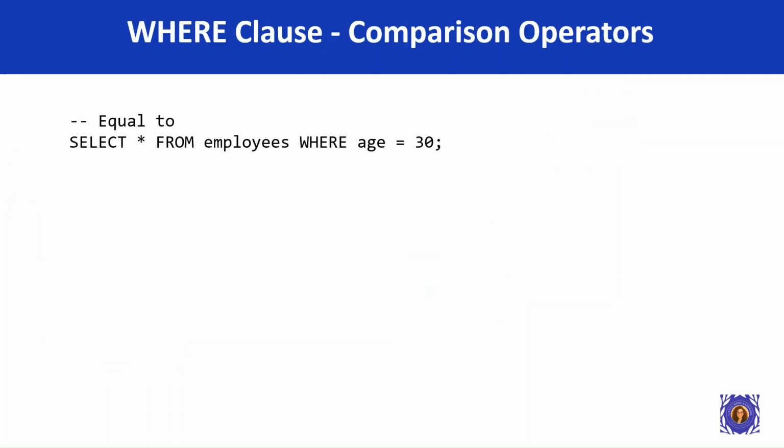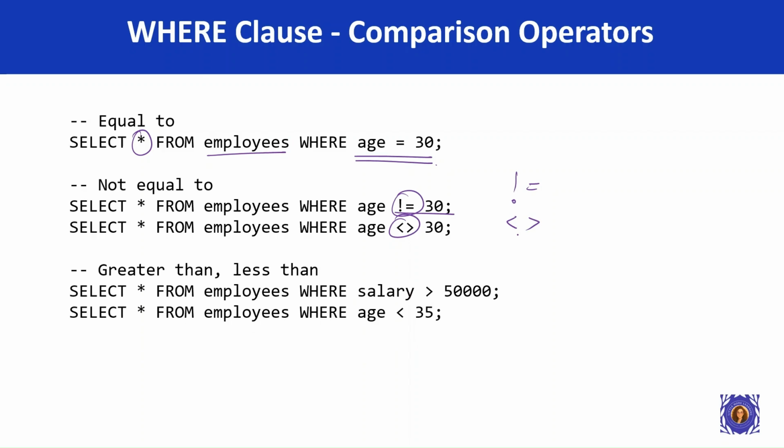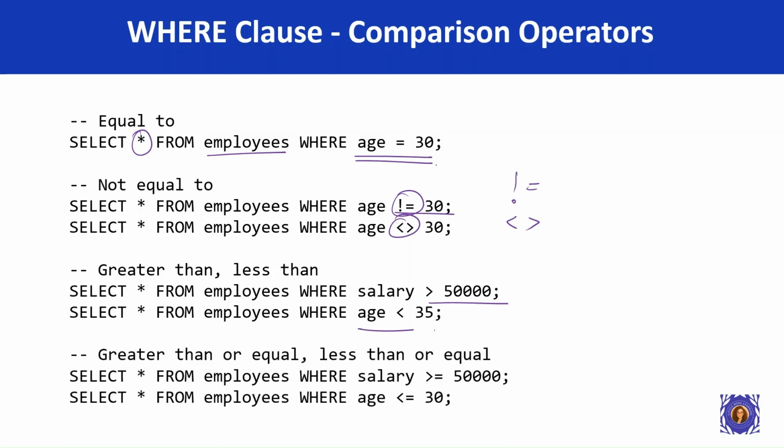Next up we have the where clause. Here we are selecting all the attributes from the table employee where the age is equal to 30. Next, when it is not equal to, it can be represented using these two notations. Then we are looking at if salary is greater than 50,000 or age is less than 35. Then we are combining greater than or equal to and less than or equal to, like salary is greater than or equal to 50,000 and age is less than or equal to 30.